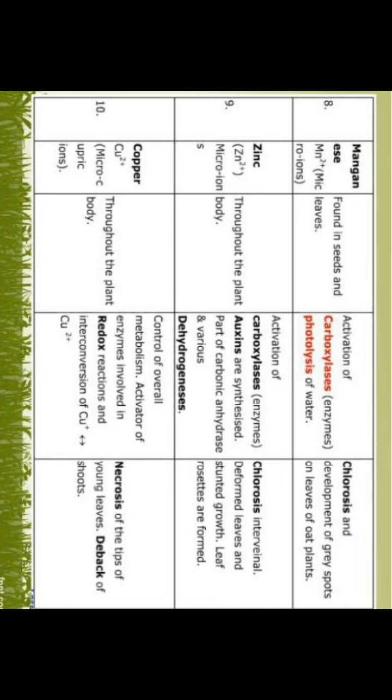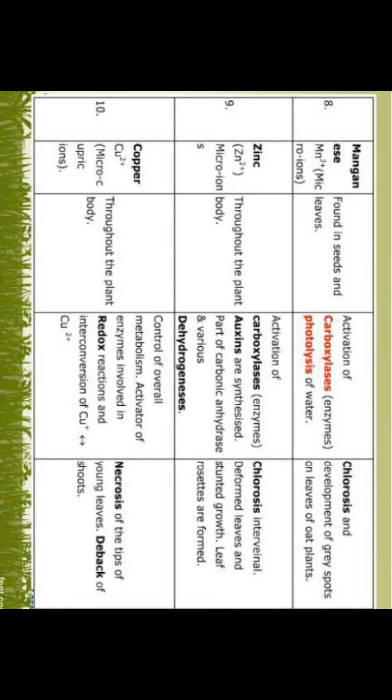Next, another one is copper. It is absorbed as cupric ion, Cu2+. It is essential for the overall metabolism in plants. Remember, it is very important for competitive exams. Like iron, it is associated with certain enzymes involved in redox reactions and is reversibly oxidized from Cu+ to Cu2+.